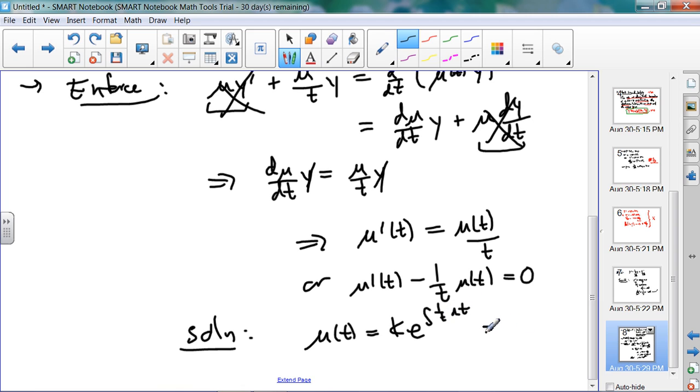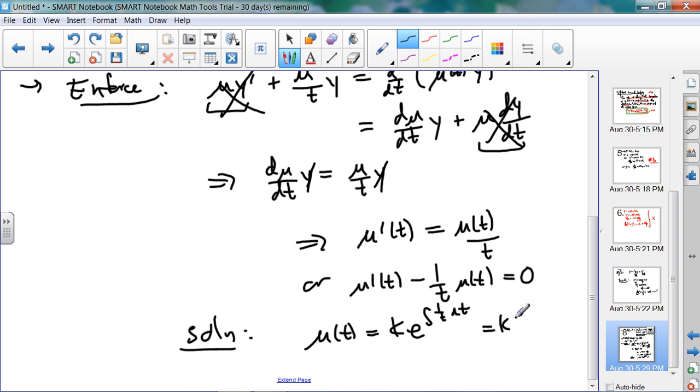And again, we get this just by doing the exact same solution procedure that we did for the first order homogeneous case. Divide by mu. The left side becomes d by dt of ln of mu. And we integrate the right side. And that's where this integral of 1 over t dt comes from. So the integral of 1 over t is ln of t. You exponentiate that and you get t.